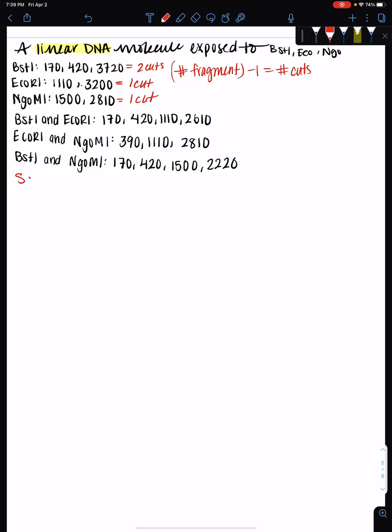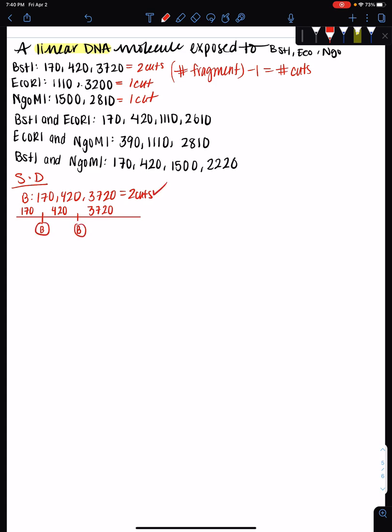So let's make our single digest. For B, we have 170, 420, and 3720. So single digest is going to be a line, and B is going to make 2 cuts. So I'll make a cut right here. This smaller area is going to be worth 170. And we'll make another cut right here. This smaller area is going to be worth 420, and this larger area will be 3720 since there's 2 cuts. So we got 2 lines, 2 cuts, we're good.